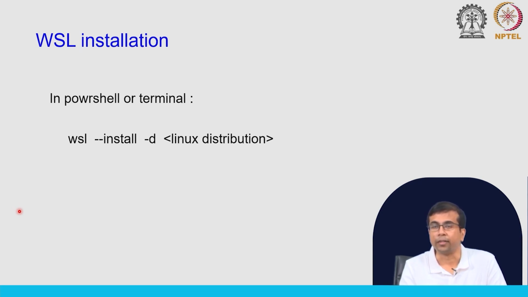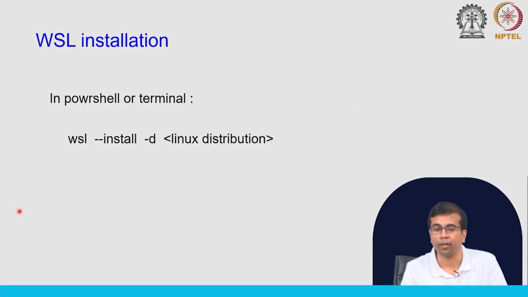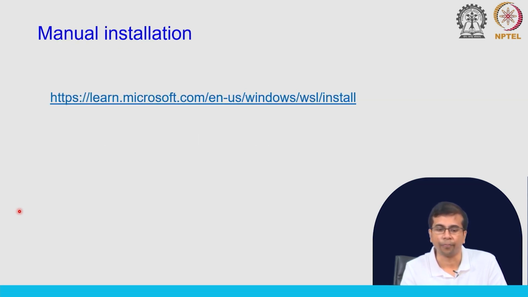This is the simplest way to do this, but you can also do a manual installation. This is a multi-step process, and again this is given in this link. You can see the step by step commands given, and you can run these commands and see how the installation goes, and finally you will get WSL installed. But this is a much more complex process, so the easier route would be the simple installation.